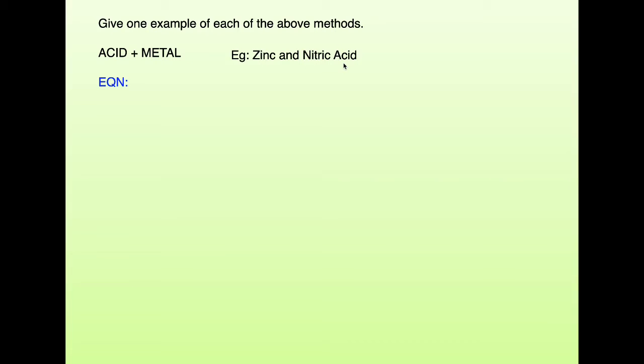Now remember, in some cases they will give you in a question the starting materials and you'll have to work out what they produce. But they might give you the final salt and say, what would you need to use to make this salt? So you have to be able to work both ways. So write the equation for zinc and nitric acid. You can pause the video here while you do it, and then you can check.